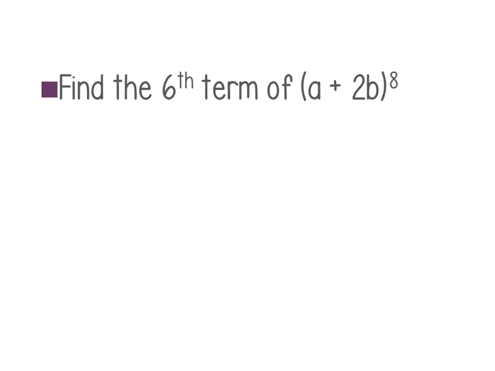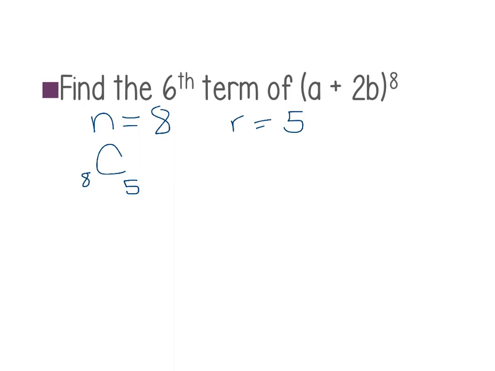Sixth term of (a + 2b) to the eighth. What is n? n is 8. If it's the sixth term, what is r? 5. So I am doing C(8,5), a, and the exponent on the first one is what? n minus r, right? So 8 minus 5, which is 3. And the second one, which is 2b, is r, which is 5.